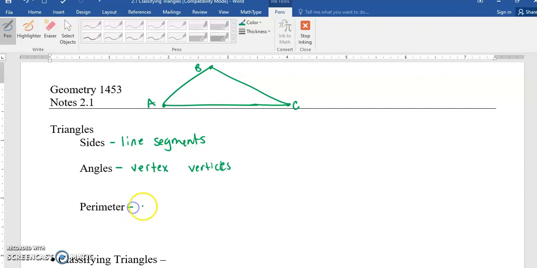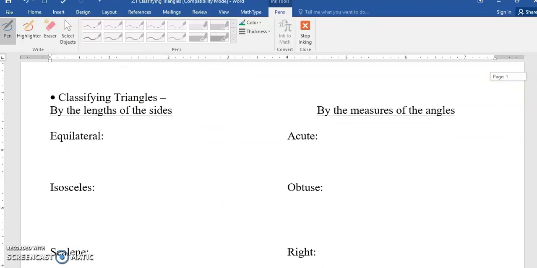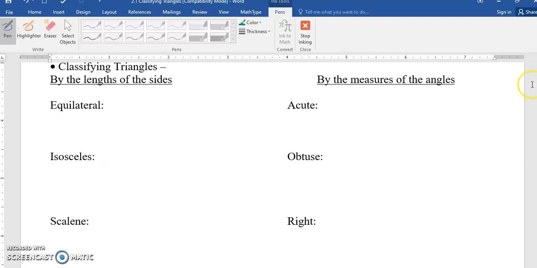The perimeter of a triangle is just the distance around that triangle. So if you know the lengths of the 3 sides, you just add them all up, and that's your perimeter. So the main part in this section is classifying triangles, and we can classify a triangle based on how big its sides are, or we can classify it by how big its angles are.